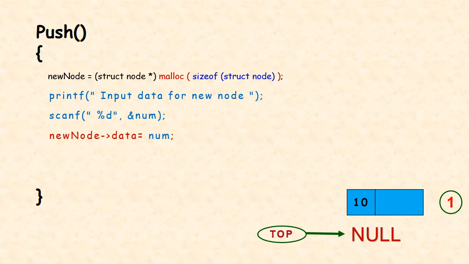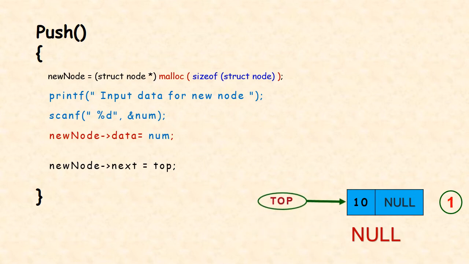But is there any previous node? No. So null will be placed there for the first node. Okay. So new node next is equal to top. I wrote new node next is equal to top. And what is the top value here? Null. So null will be placed in the address part of the node. Okay. So first node is created. Now top will point to the first node.